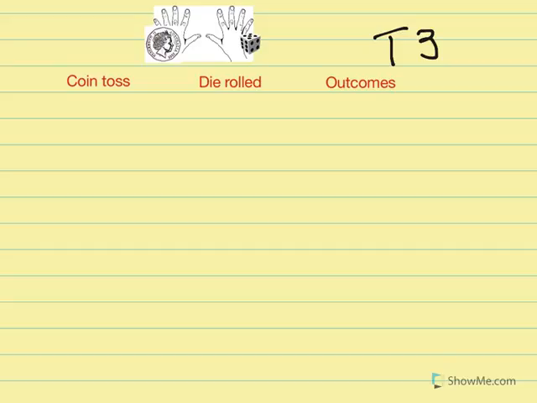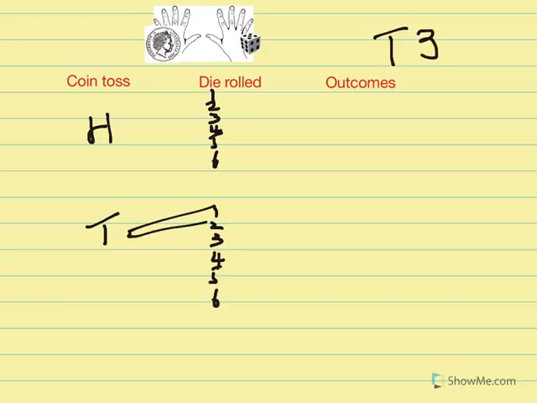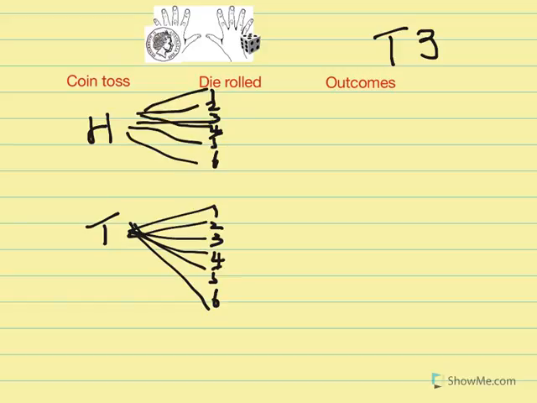Now the best way to do this is using a tree diagram. Okay, the coin toss. I've got my heads here and I've got my tails. Now for rolling the die, my options, the sample space, is 1, 2, 3, 4, 5 and 6. And again 1, 2, 3, 4, 5 and 6. And I can just link them up so they look like a tree.